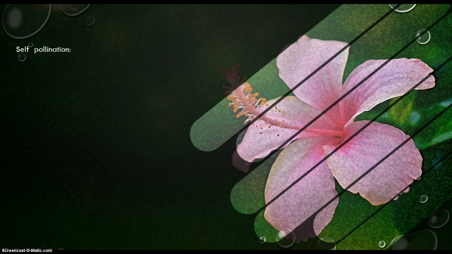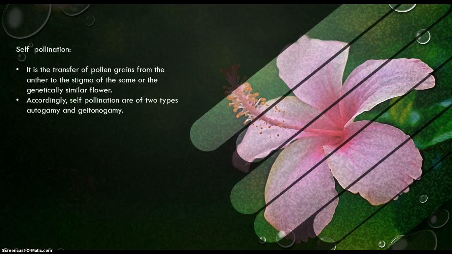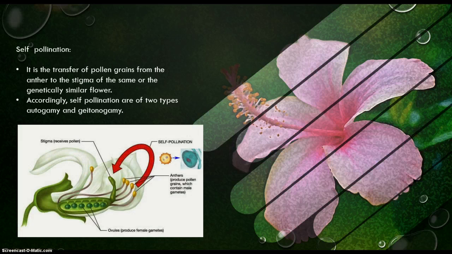Next, first things first, self-pollination. It is the transfer of the pollen grains from the anther to the stigma of the same or a genetically similar flower. So you have to keep in mind that it is the transfer of what? The pollen grains from the anther to the stigma of the same flower or a genetically similar flower. Accordingly, self-pollination can be divided into two types, that is autogamy and geitonogamy.